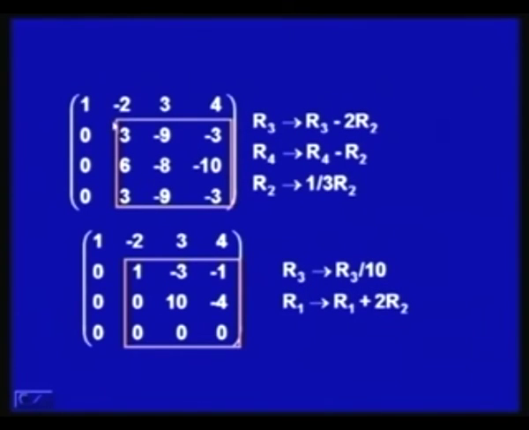After applying these operations, one may notice that only this part is to be reduced. So, to reduce this part, I will first write R3 as R3 minus 2 R2, so that this becomes 0, R4 as R4 minus R2, so that this becomes 0, and then I say R2 as 1 by 3 of R2, that will make this as 1. So, applying these operations, I will go to this form. In this particular form, only this sub matrix is to be reduced. So, I say R3 is R3 by 10, so this becomes 1 and this will be minus 4 by 10.